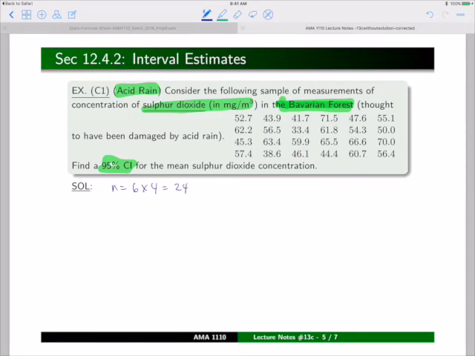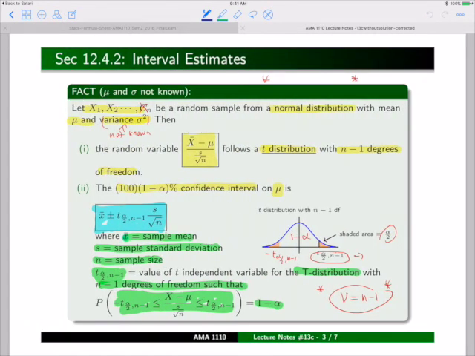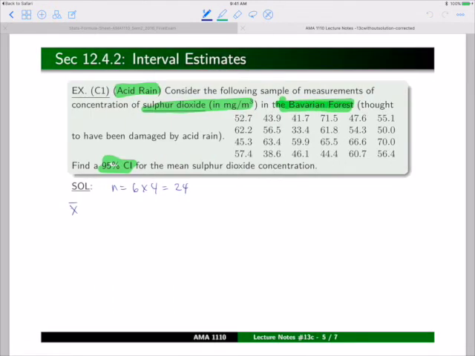So you can compute the mean. Remember, we're using this formula. We need to use x bar plus or minus t alpha over 2, n minus 1, s over square root of n. So first of all, we need to compute the sample mean. So this is n already.